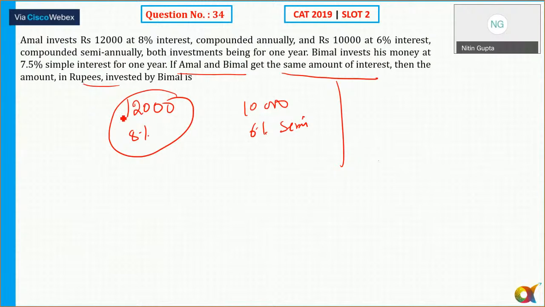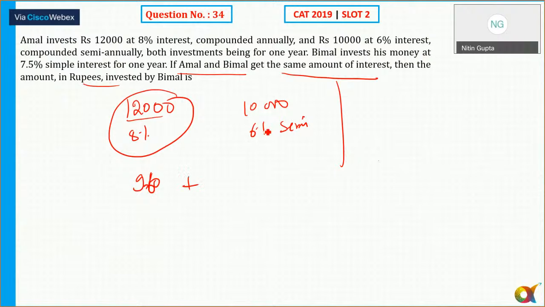8%. And we know for the first year, SI and CI remain the same. So 8% of 12,000. What is 8% of 12,000? 10% is equal to 1200. 8 into 12 is 960. So 960 rupees interest here.